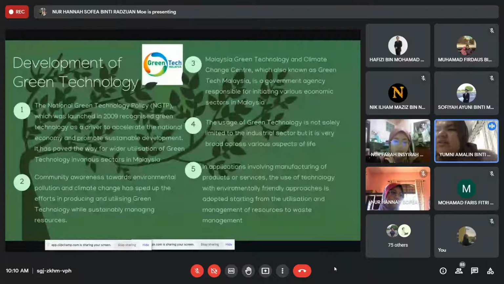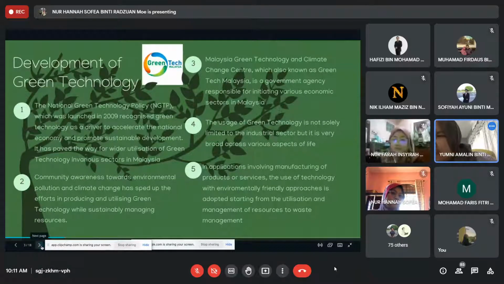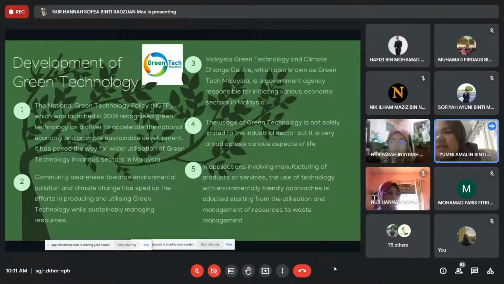The usage of green technology is not solely limited to the industrial sector, but is very broad across various aspects of life. In applications involving manufacturing of products or services, the use of technology with environmentally friendly approaches is adopted starting from the utilization and management of resources to waste management. Next slide.